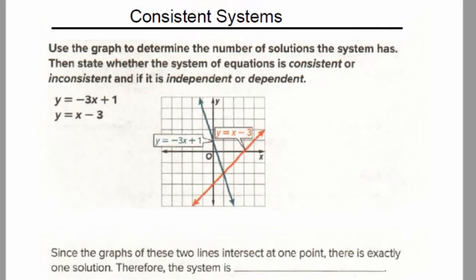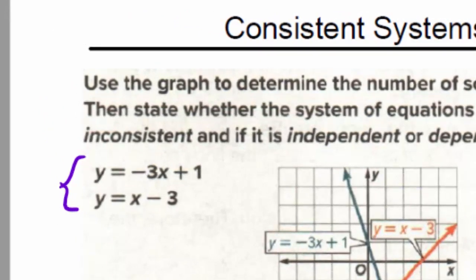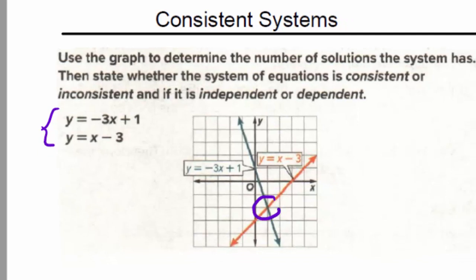Okay, for our first example here, we're going to talk about consistent systems. We want to use the graph to determine the number of solutions the system has. Then we want to state whether it's consistent, inconsistent, independent, or dependent. Well, first of all, you'll notice that these lines over here make up the system. Right there, the y equals negative 3x plus 1, y equals x minus 3. Those are both written in slope-intercept form, but 2 of them considered at the same time is called a system. When you look at the graph, you can see they only cross one time, which means they have one solution. And because they have at least one solution, we call that consistent. Okay, so these graphs are consistent.